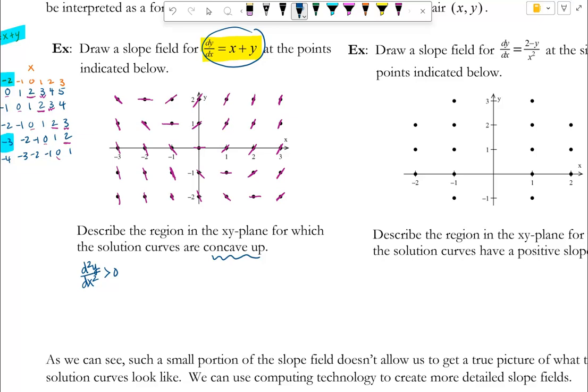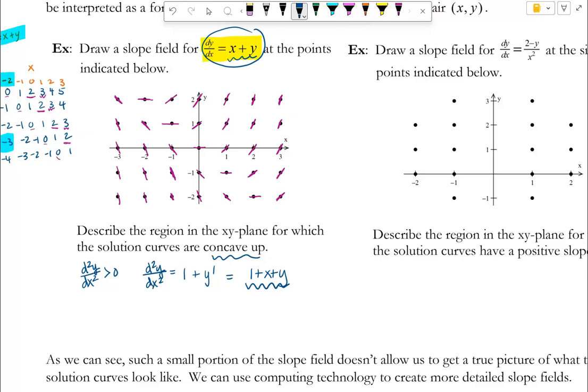So the first derivative of dy dx, I'm going to get, well, the derivative of x with respect to x is just 1. And the derivative of y with respect to x is just y prime or dy dx. So what I end up getting when I actually substitute x plus y for y prime, or for dy dx, I get 1 plus x plus y. So our second derivative is 1 plus x plus y.